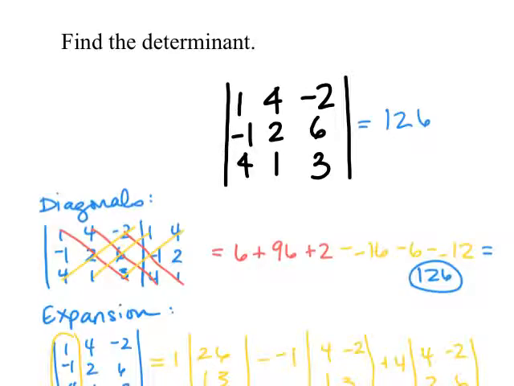Okay, so the determinant for this 3 by 3 is 126. Take a look at the diagonal method. So the first thing I did was wrote my 2 columns again, and then my down diagonals, the products are being added together. So we have 6 plus 96 plus 2. And then my up diagonals are being subtracted. So minus negative 16, minus 6, and minus negative 12. I always write out all my signs and then I simplify. And when you add all that up, you get 126.